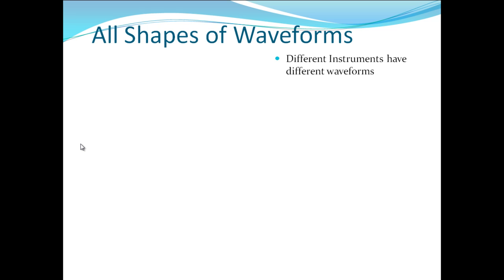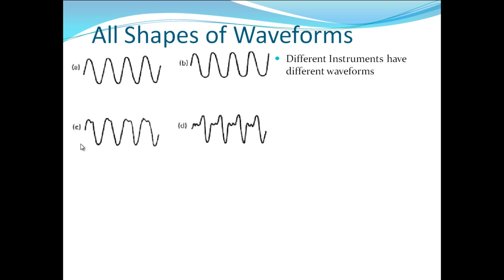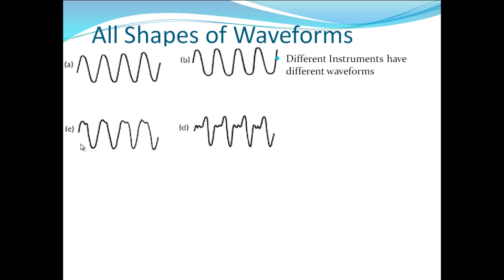So different instruments have different waveforms. And here's a picture of some of those waveforms, and here are the instruments that go along with them. For part A, we have a glockenspiel. For waveform B, we have a soft piano. And for C, we have a loud piano. And for D, a trumpet.